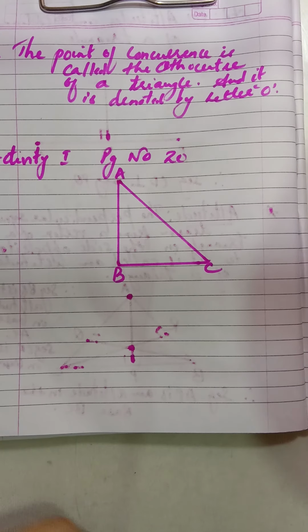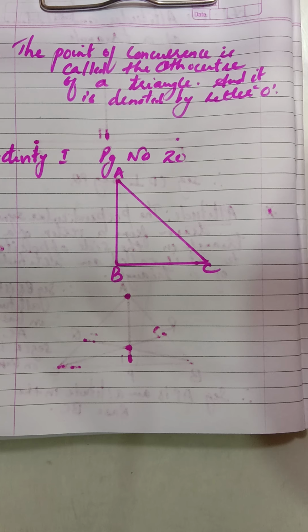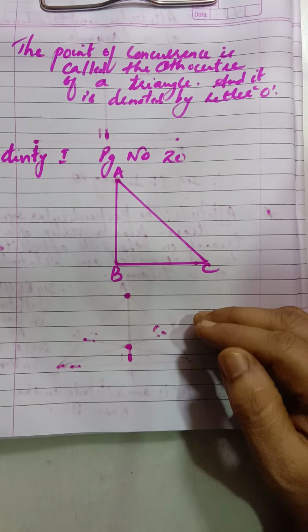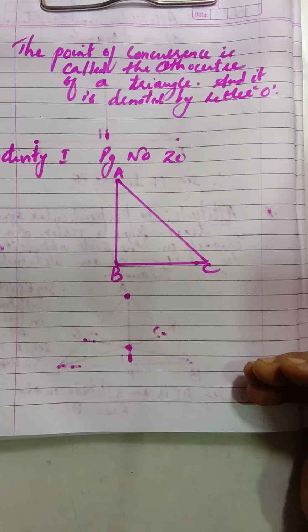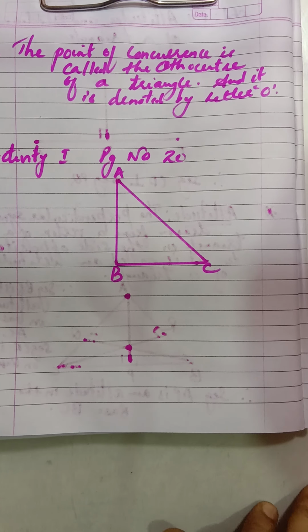Now see children, open your textbook, page number 20. In that we have to learn now how to find out the location of the orthocenter of a triangle. Now the question is, where does the orthocenter lie when we draw different types of triangles? Say for example, acute angle triangle, right angle triangle, obtuse angle triangle. So we need to find out where this orthocenter, where all the three altitudes intersect.